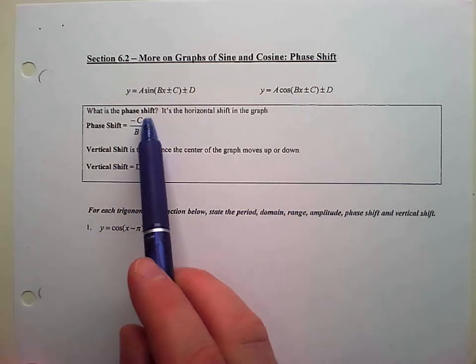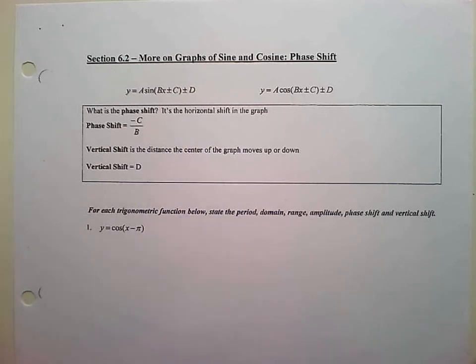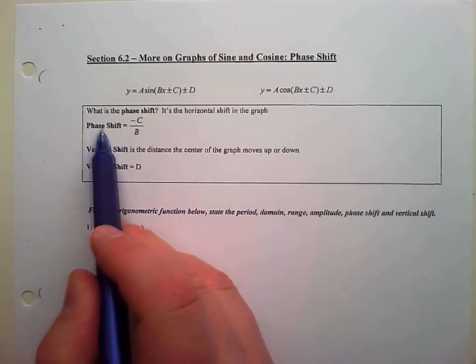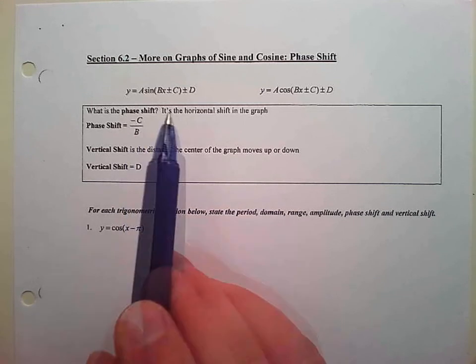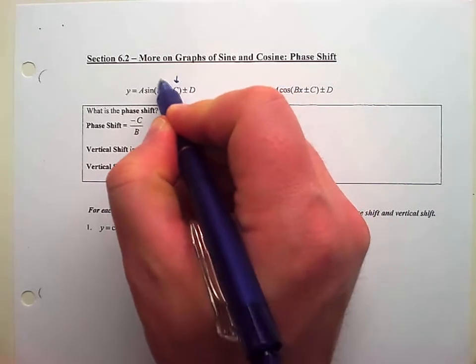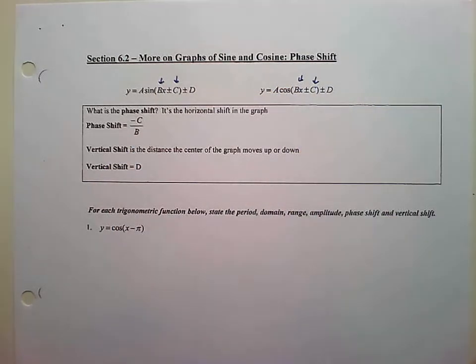So what is the phase shift? It's a horizontal shift in the graph. Here our phase shift is given to us as negative C divided by B, where again B and C are in these spots for the general form of our function here.